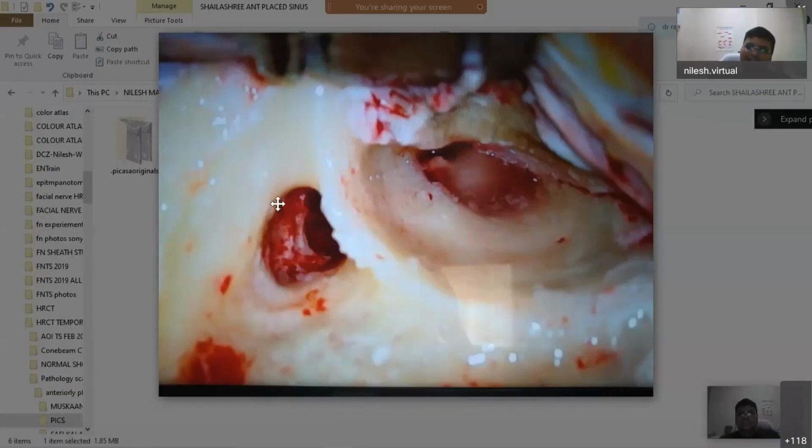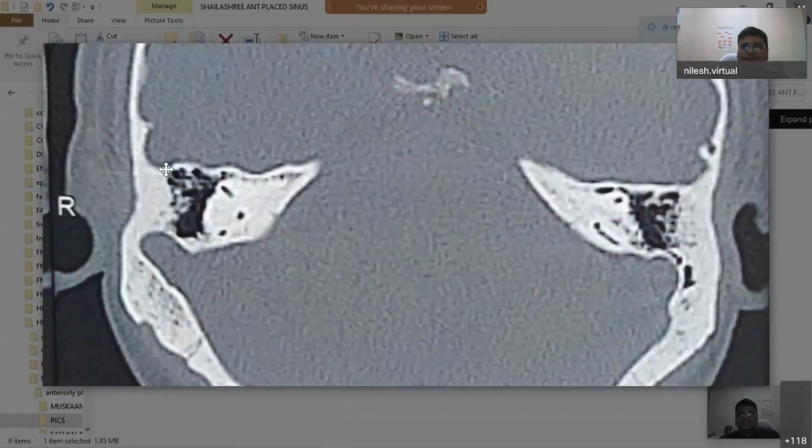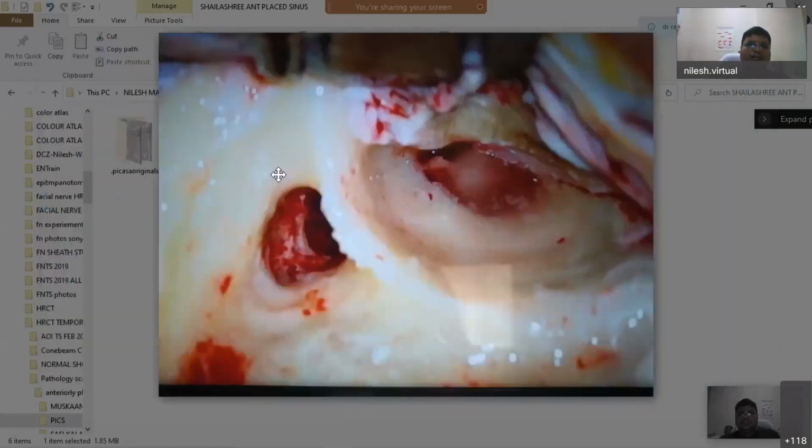Luckily in this case, the tegmen was normal. You can see the tegmen is straight on both sides, so this is not a low-lying tegmen. If it had been a low-lying tegmen, then it would have been more difficult to open the antrum in these cases.